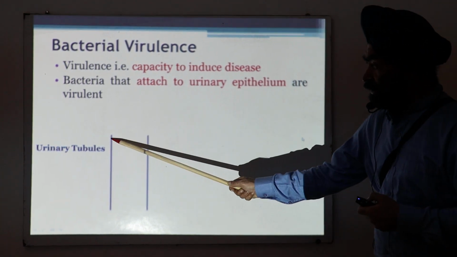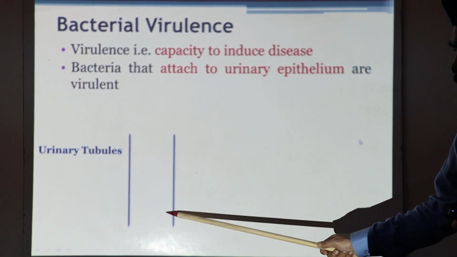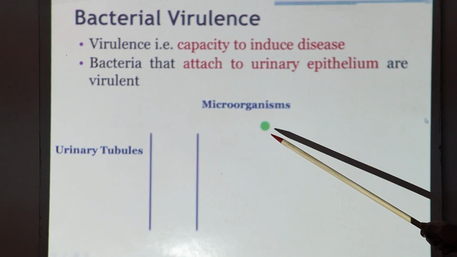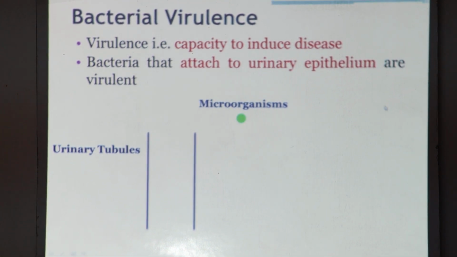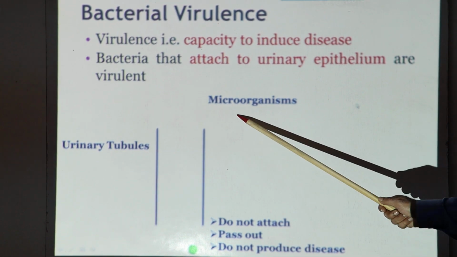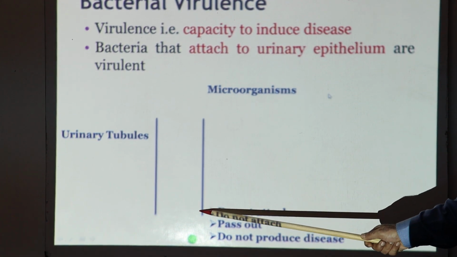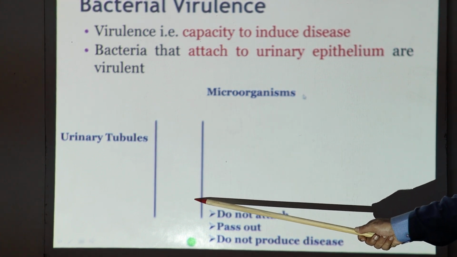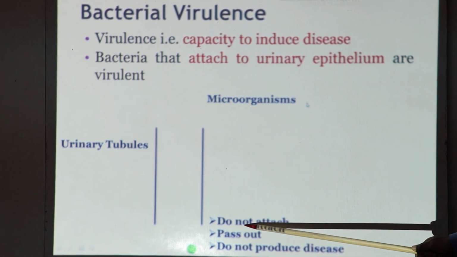Let's say these are the urinary tubules and this is the microorganism. As I told, this microorganism cannot stick to the urinary bladder or urinary tubules in normal conditions. It does not attach.